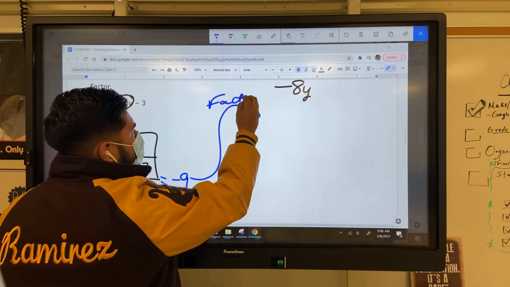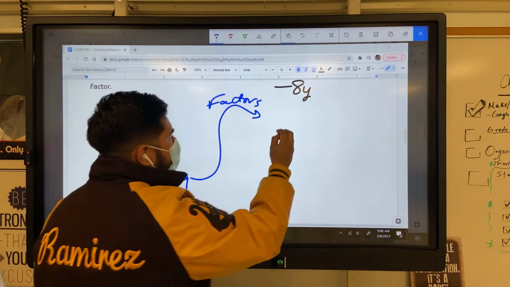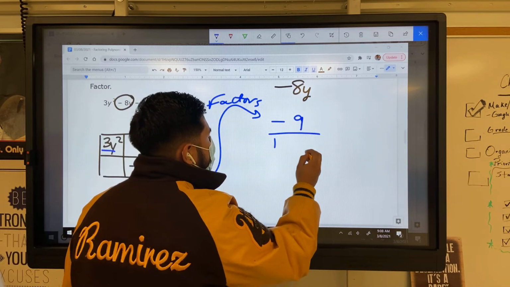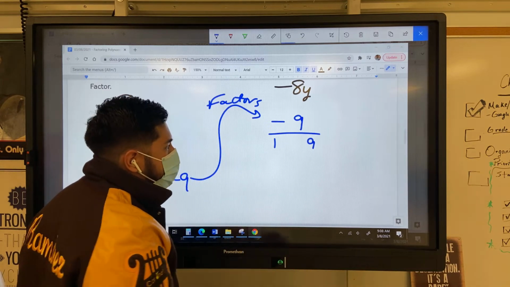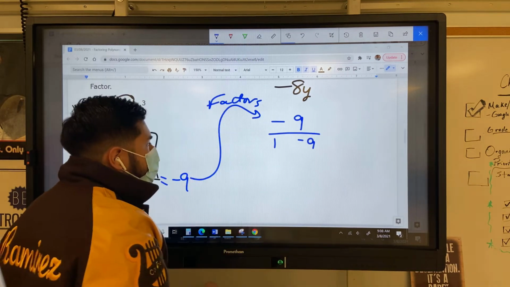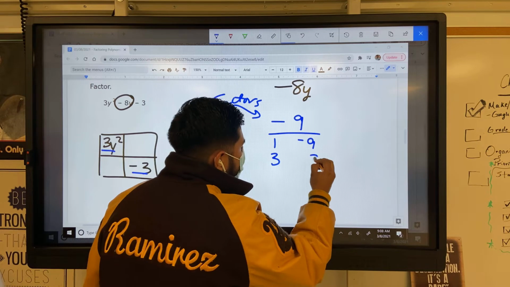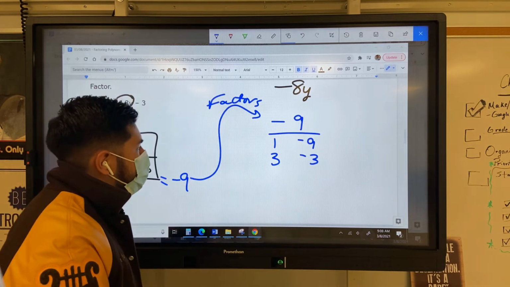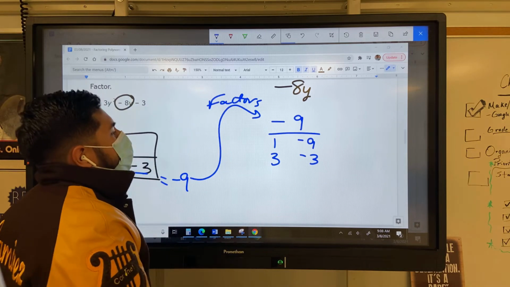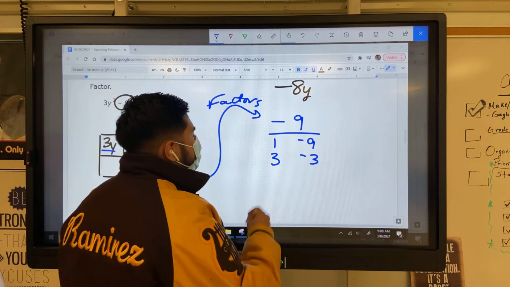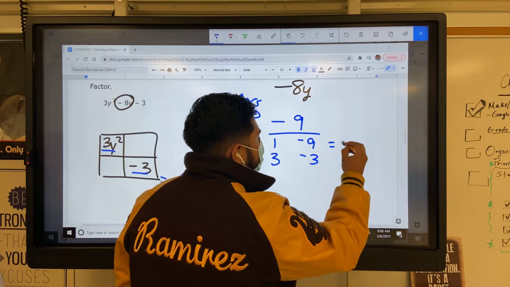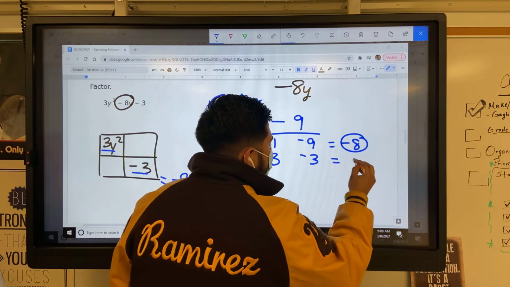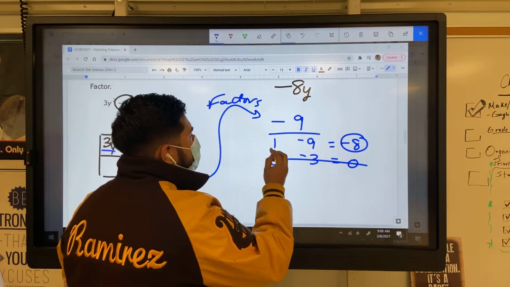Factors of negative 9. So we got 1 and 9. Bigger number is negative from the cases above. 3 and 3, negative. These are the same number, so I'm just making sure that these numbers are negative. Is that it? I think that's it. So now let's add them. 1 plus negative 9, negative 8. That looks pretty good. 3 plus negative 3, 0. Not good.